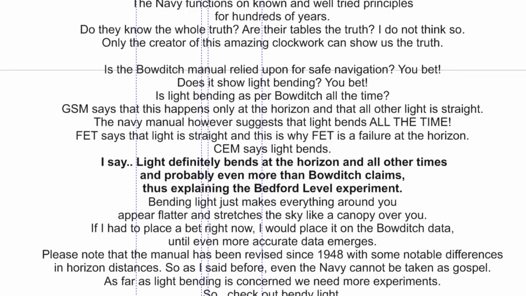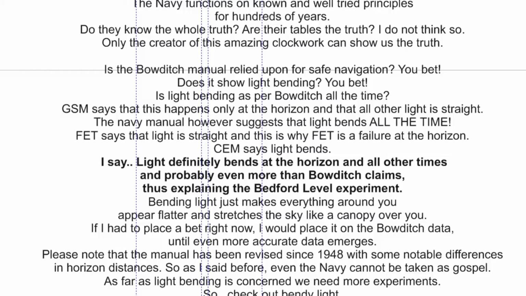Is the Bowditch Manual relied upon for safe navigation? You bet. Does it show light bending? You bet. Is light bending as per Bowditch all the time? Well, the global sphere model says that this happens only at the horizon and that all other light is straight. The Navy manual, however, suggests that all light bends all the time.